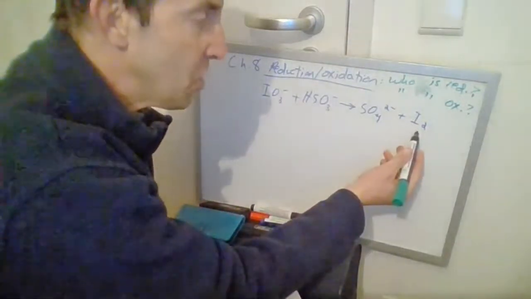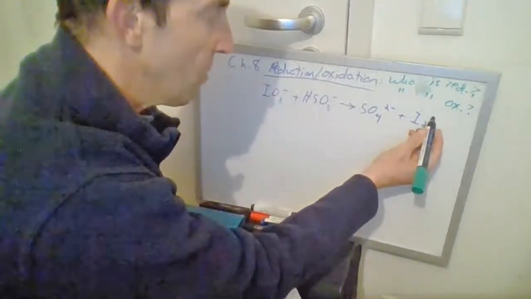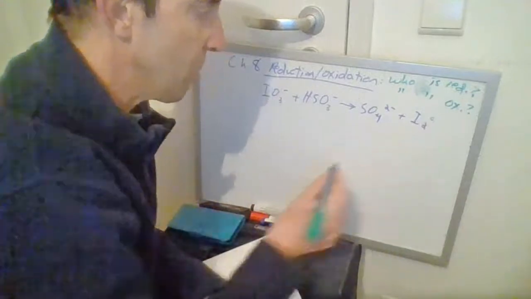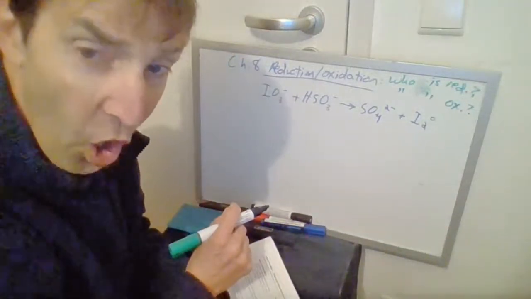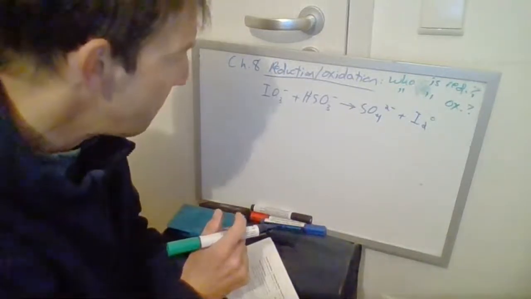Now, for I2, it's easy. It's an element, so the oxidation number is 0. I'll put a little 0 there. How do I know that? All elements, their oxidation is 0.